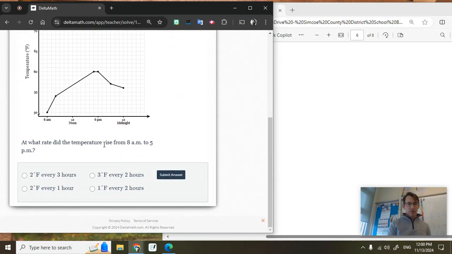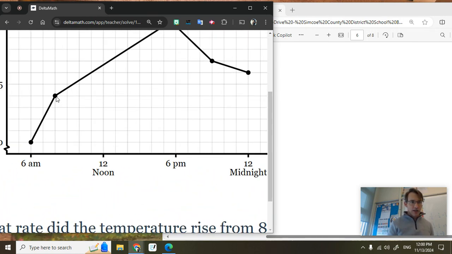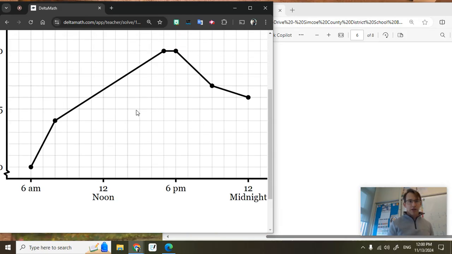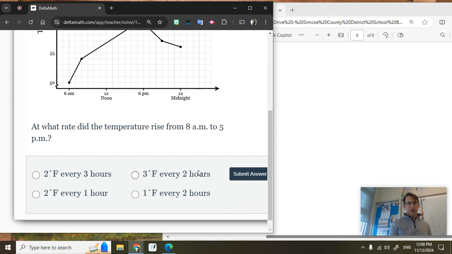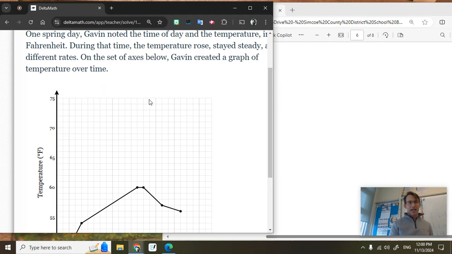At what rate did the temperature rise from 8 a.m. to 5 p.m.? Okay, so here we go. 8 a.m. is there, and 5 p.m. is where it stops up there. So to figure out the rate at which it rises, I note that 8 a.m. to 5 p.m. is 9 hours. Okay, so that's changing by 9 hours.